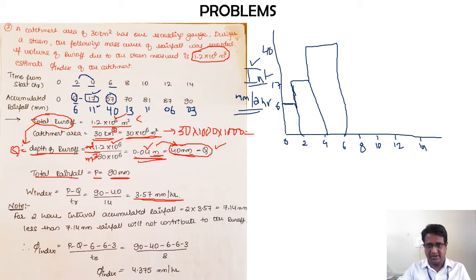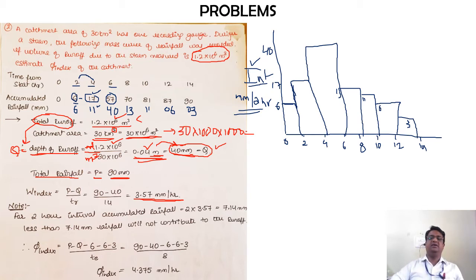Next we have 13, and I'll write the 13 value here. Next we have 11, a bit less, and then we have 6, again the same level as the first one, and similarly the last one is 3. This is how you can get the values of the hyetograph.